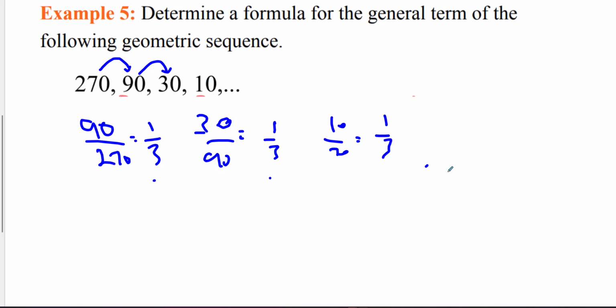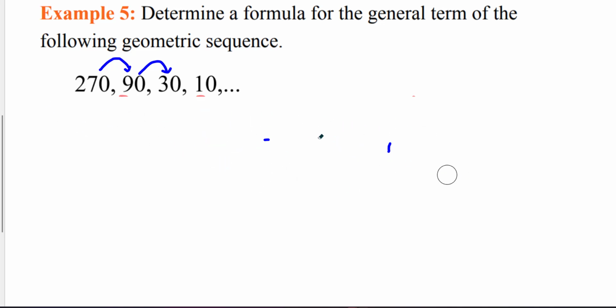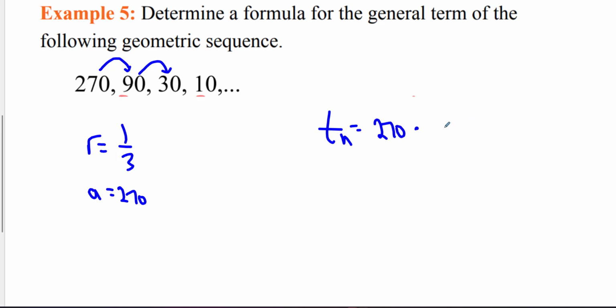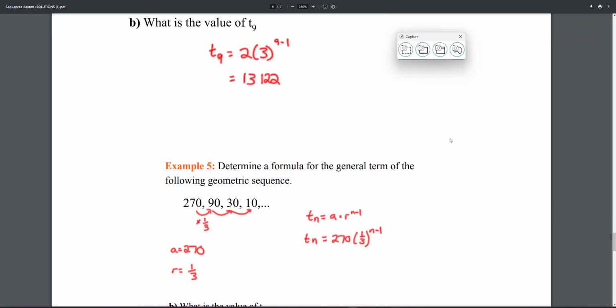If this 1/3 was not the same, this is not a sequence then. So the sequence has to have the same pattern every single time. And the pattern can't change. It has to be a constant pattern. So here we have a common ratio of 1/3. My a value is 270. So my equation is, remember, a times r. So 270 times r, which is 1/3 to the power of n minus 1. That is my equation. And clearly this sequence is getting smaller and smaller.